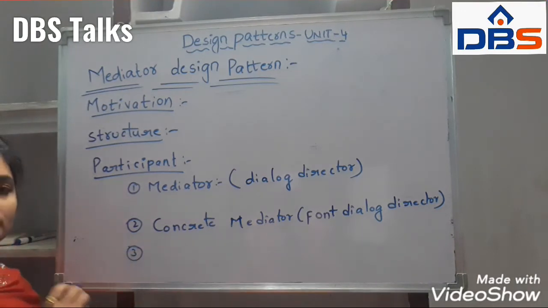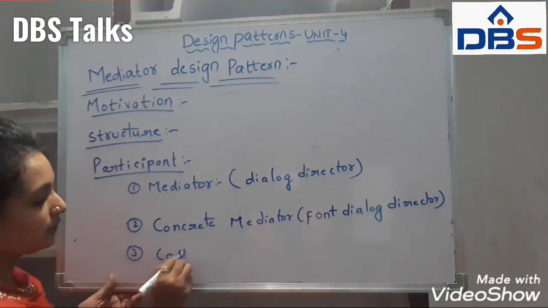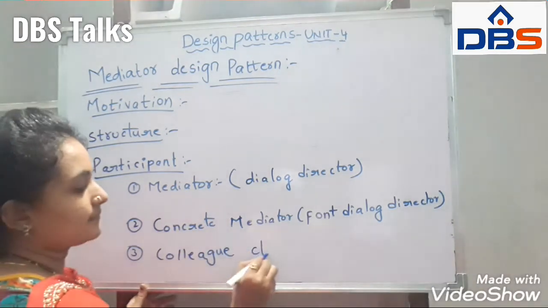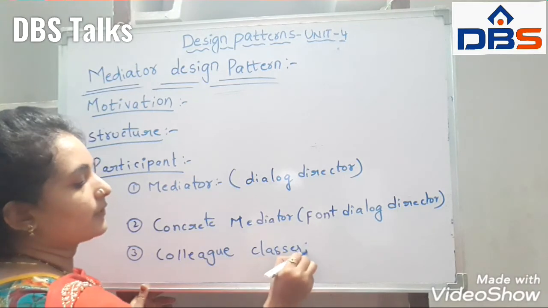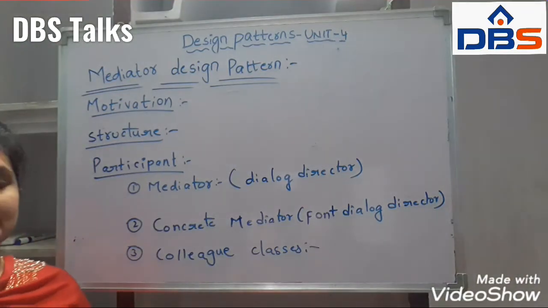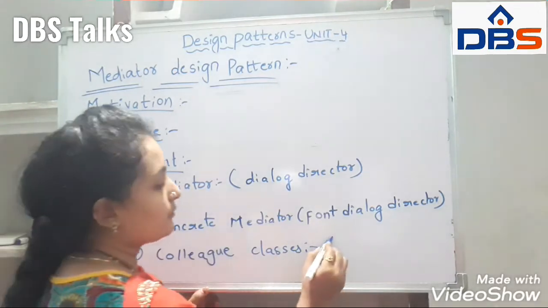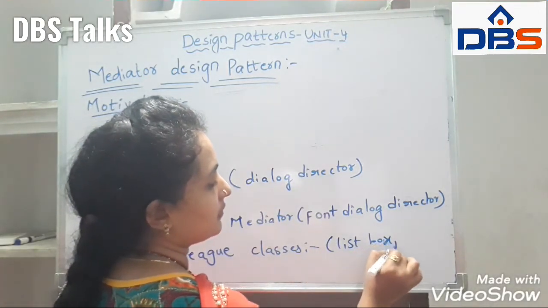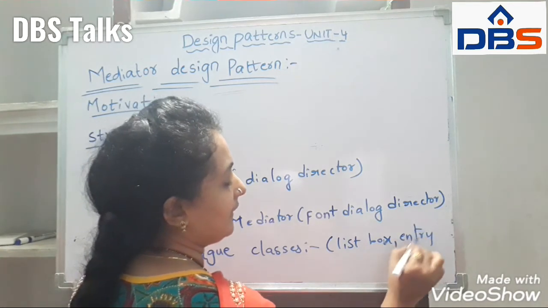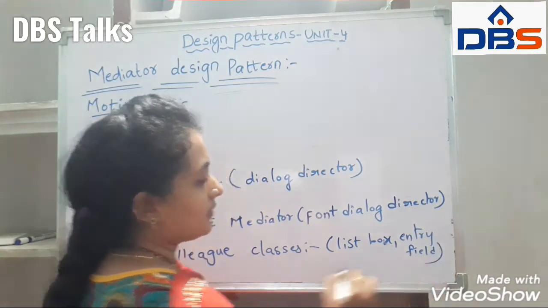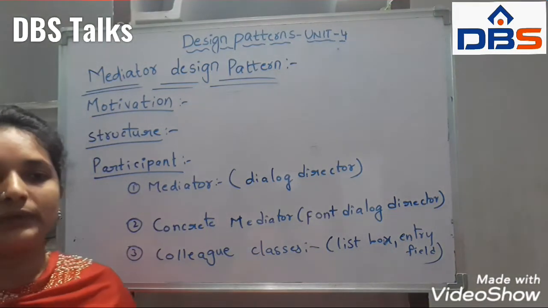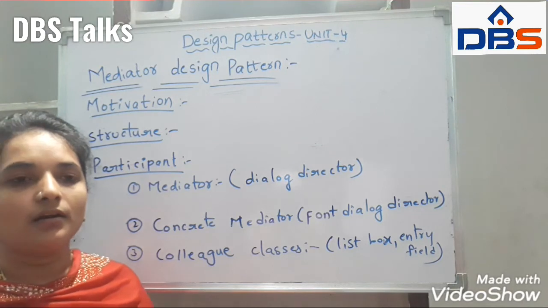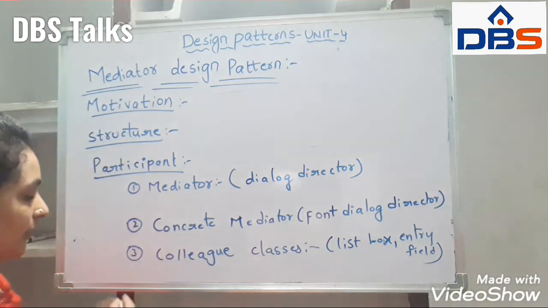Next, coming to the third one, the colleague classes. In this we have the list box and entry field. So this is called the colleague classes. Colleague classes is nothing but each colleague class knows its mediator object. That is called colleague classes.